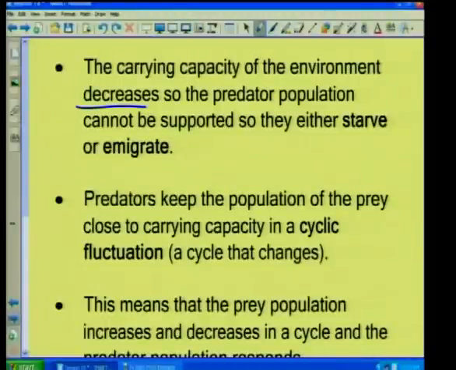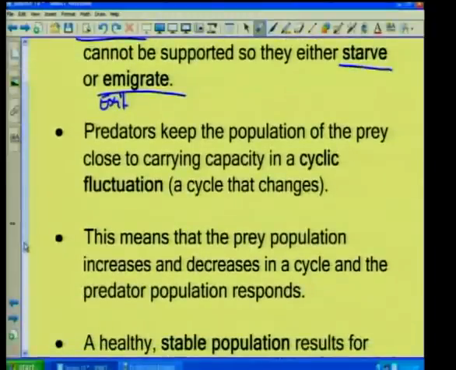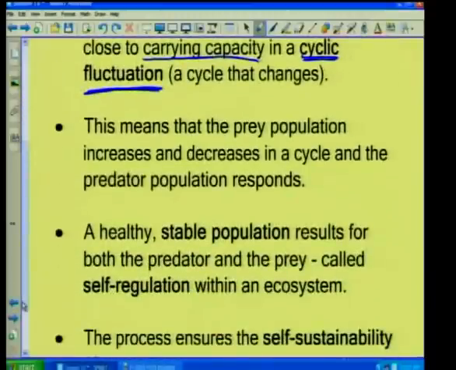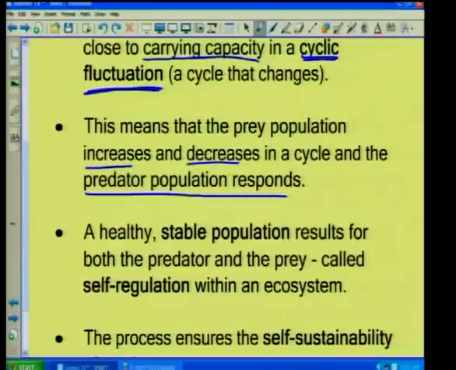The predator population can't be supported, so they either starve or they emigrate. Remember, emigrate is to exit. Immigrate with an I means to come into the area, and it's permanent. Predators keep the population of the prey close to the carrying capacity in a, now this is important, a cyclic fluctuation. In other words, it's a cycle that changes. This means that the prey population increases and decreases in a cycle, and the predator populations respond.